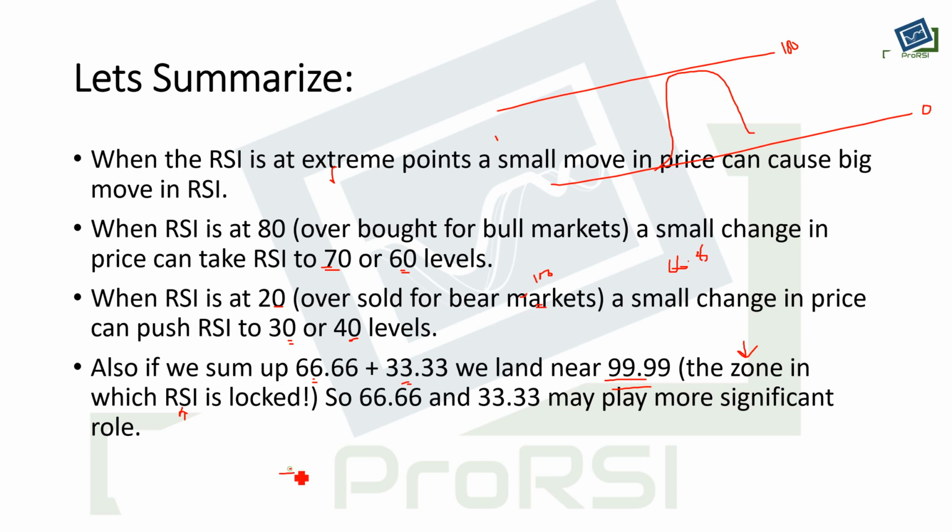So 66.66 and 33.33 may be more significant than the 60-40 levels, right? This is how the 60-40 levels were derived, because Andrew Cardwell generally started noticing that beyond 60, the RSI is facing resistance and the ratio is changing, and beyond 40, again beyond 33.33, the ratio is changing and RSI is facing resistance. So instead of taking exact 66.66 and 33.33, he took a round figure, 60-40, to make it easier and simpler. But this is how you have to understand why 66.66 and 33.33 come into play.